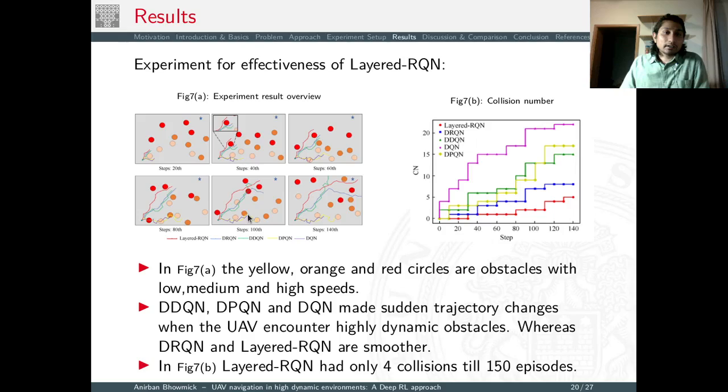But if we compare that with this red line, which is for the layered RQN approach, we see that the UAV is taking a much smoother path. The other approaches are changing very suddenly in their trajectory. Also, in the figure on the right, we can see the collision number for the layered RQN, as given by the red curve, is the least. It's around 4 collisions for 150 episodes, which is substantially lower compared to the other methods.